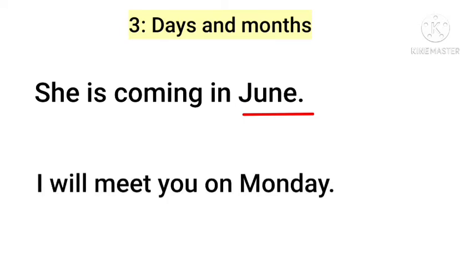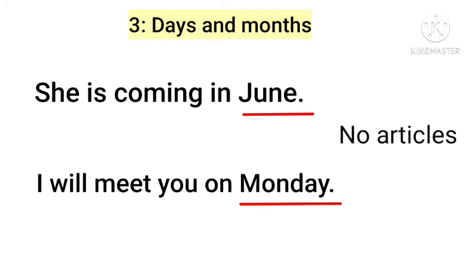Second example. I will meet you on Monday. In this sentence, Monday is a day. So we can't say I will meet you on a Monday. So with names of days and months, no articles.